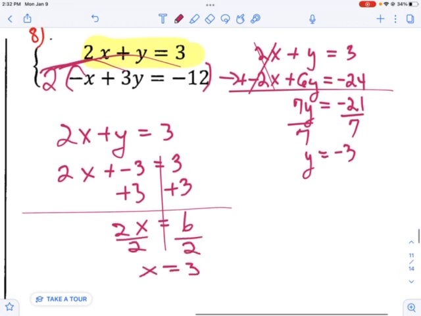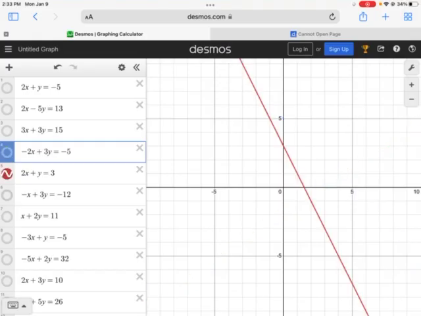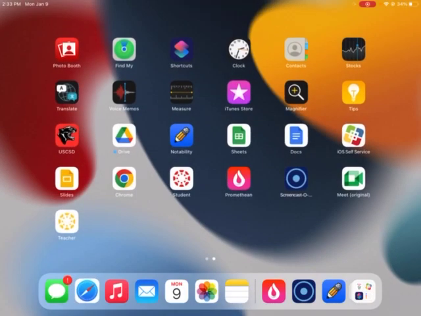Again, that's the point in which these two would intersect. Let's check it out. 3, negative 3, yes. And please note that when you type it into Desmos, type the original equations, so these over here. All right, so we still only had to change one equation. Let's take a look at this one.